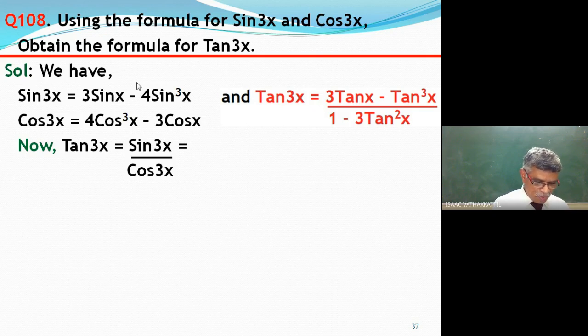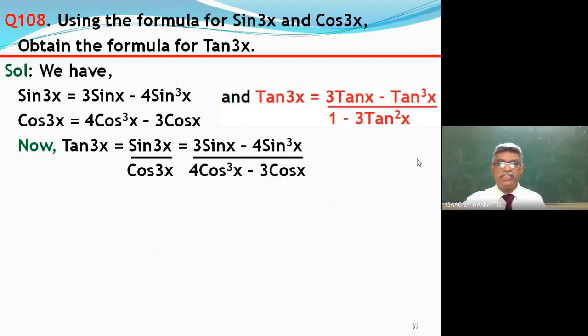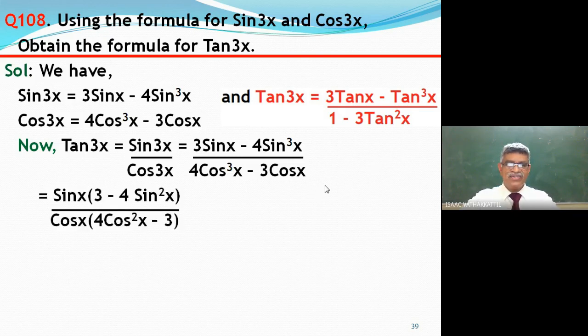Further, what we know is sin 3x we substitute 3 sin x minus 4 sin cube x upon cos 3x, which is 4 cos cube x minus 3 cos x. Take sin x common from the numerator and cos x common from the denominator. What you get inside the bracket is 3 minus 4 sin squared x upon 4 cos squared x minus 3.